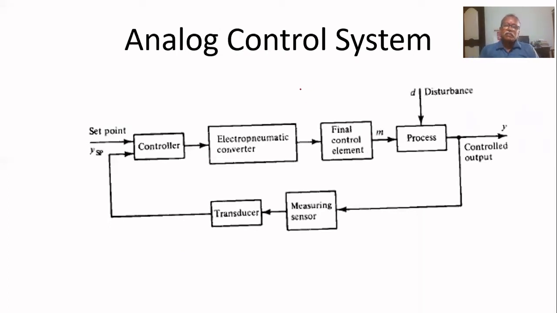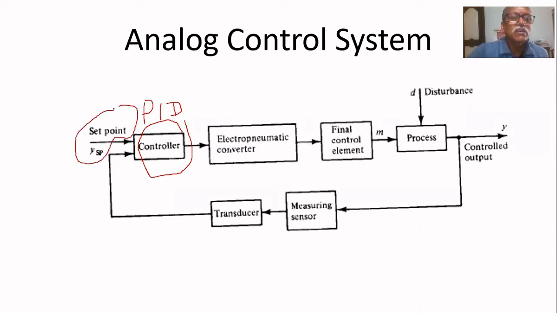Now, this is an analog control system. What are the components in that control loop, a SISO system? One controller will be there, for example a PID controller. Then a set point will be given to that controller. Then an electro-pneumatic converter, because in that process the final control element is a valve, so to operate that valve we need a pneumatic signal.